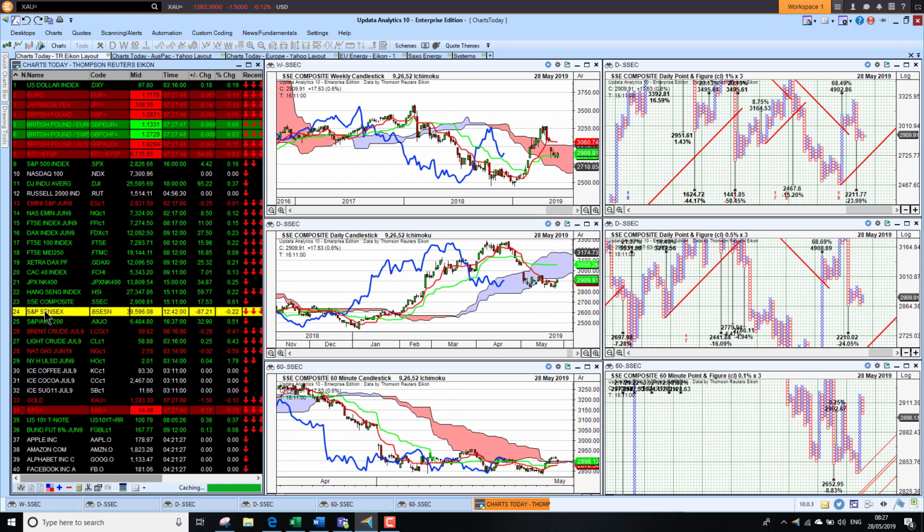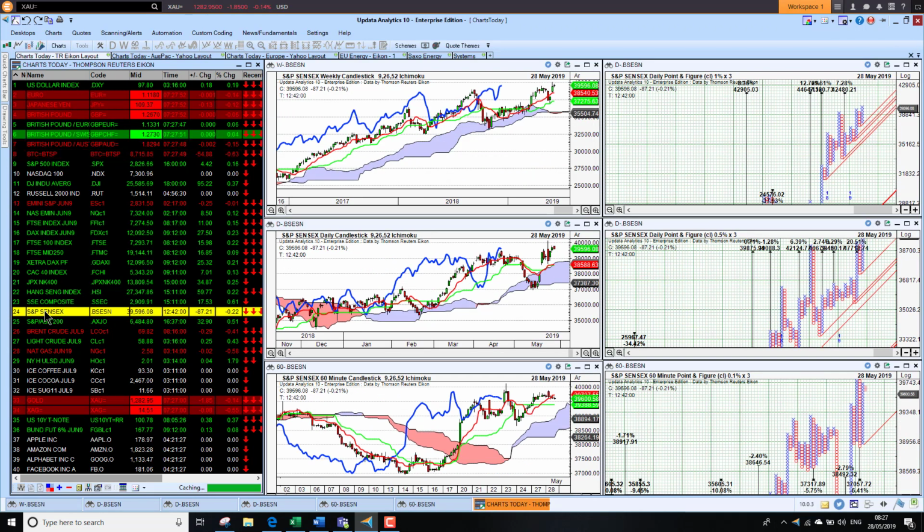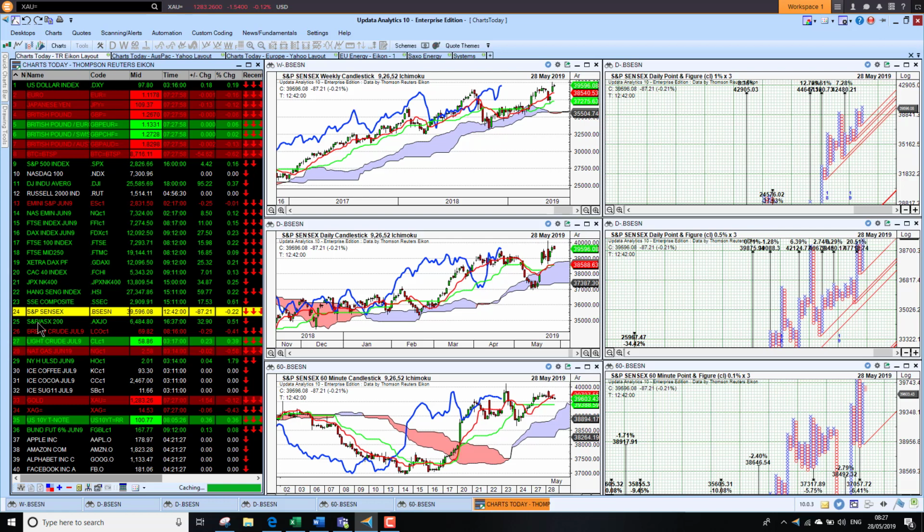India's had a very good run lately. It's off 0.2% this morning, but after the Modi elections, India's still bullish on all 3 time frames with multiple upside targets, still looking very strong indeed.